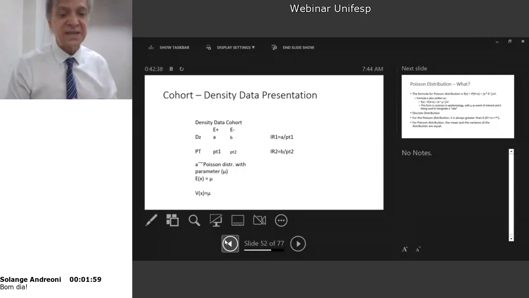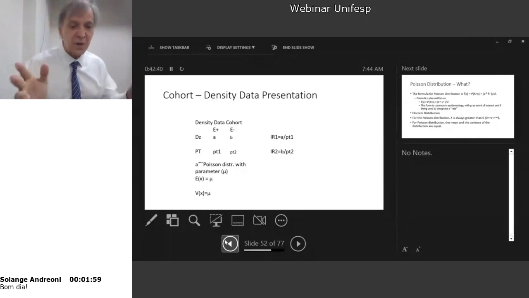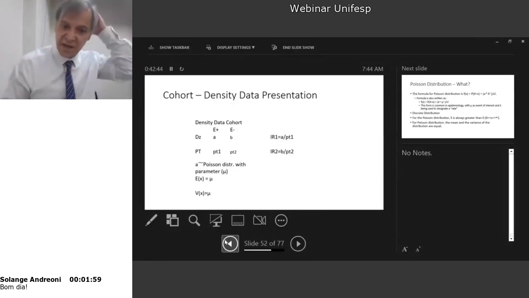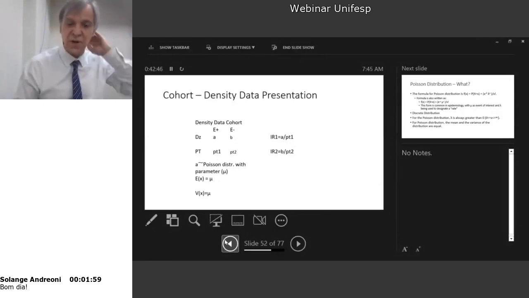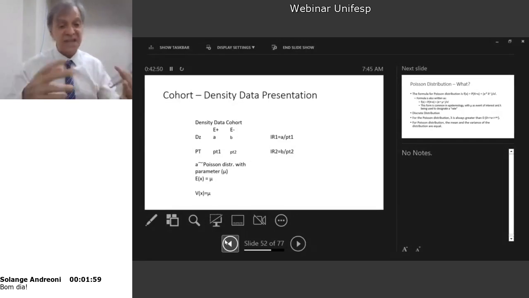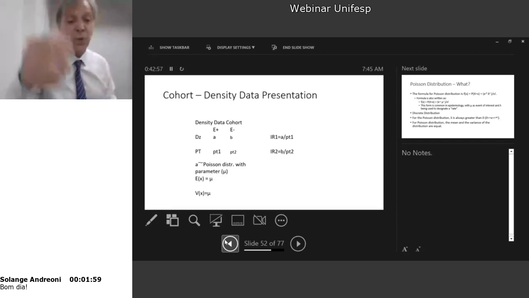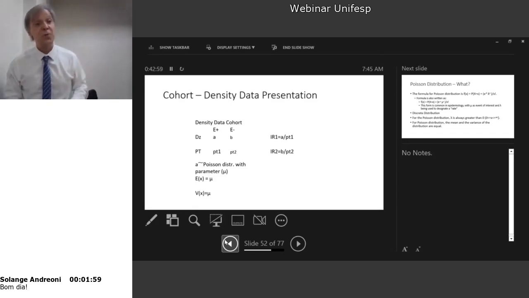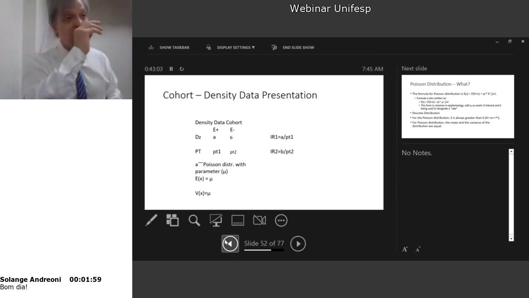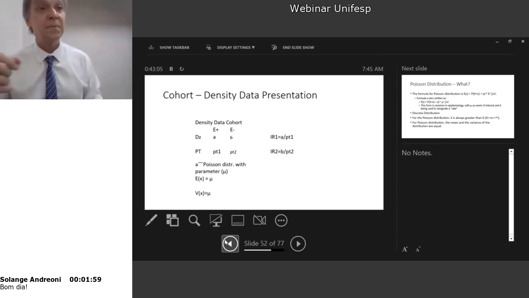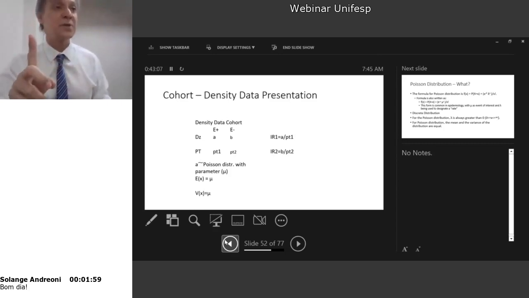So in a density data, you end up with something called the incidence rate. In one group, that's the exposed group, A divided by PT1, and the incidence rate in the unexposed group. And you have the random variable, it's A or B, could be, but I'm interested in A, the combination of disease and exposure. So that follows a Poisson distribution and has 1 parameter in this distribution. Remember that the hypergeometric had 3 parameters, big A, and N. Here you have 1 parameter.